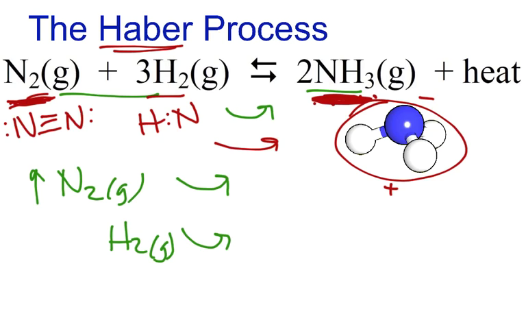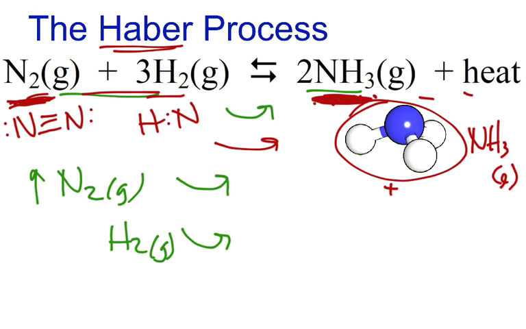So if you start cooling the whole process down, we find out that you can liquefy the NH3 relatively easily. And if you can liquefy it, you can remove it from the reaction mixture. And then we can reuse the nitrogen and the hydrogen.